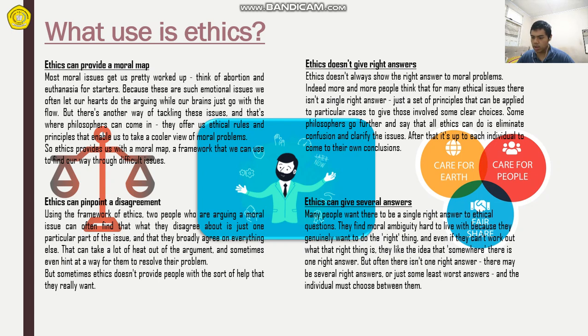Ethics can give several answers. Many people want there to be a single right answer to ethical questions. They find moral ambiguity hard to live with because they genuinely want to do the right thing. And even if they can work out what that right thing is, they like the idea that somewhere there is one right answer, but often there isn't one right answer. There may be several right answers or just some less bad answers, and the individual must choose between them.